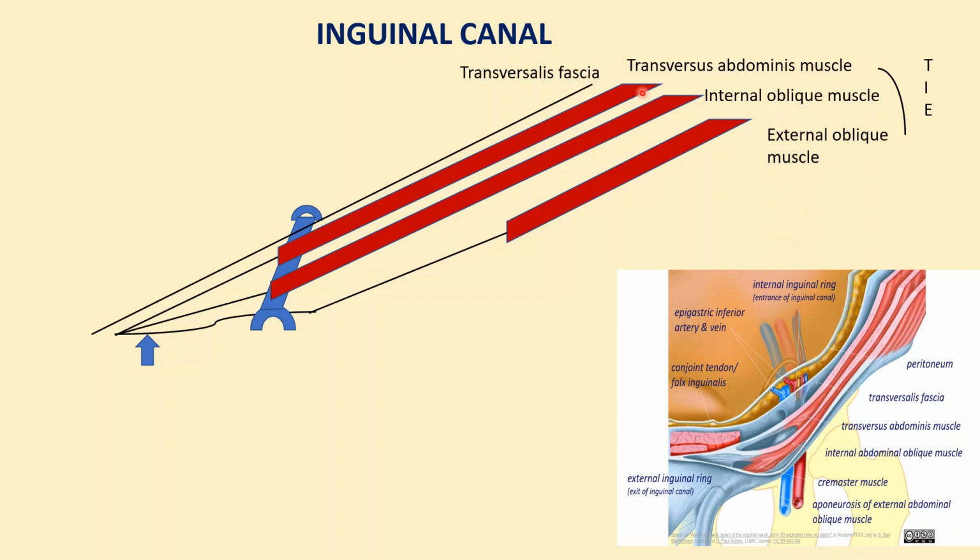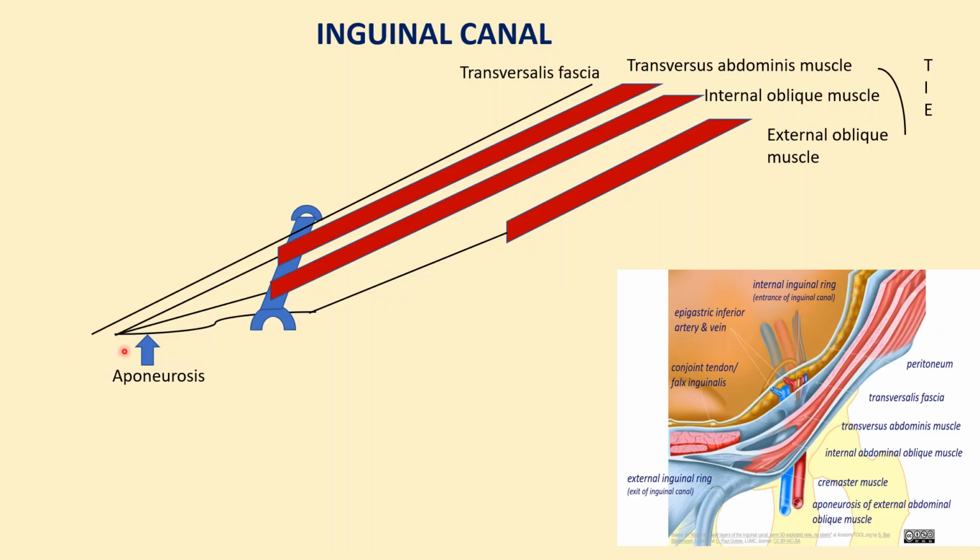Look how they are going downward and forward from the lateral to the medial side, ending in the middle, and the external oblique muscle is terminating earlier than the other two muscles. These three muscles end in aponeurosis, shown here in the black line, which then blends together to form the conjoint tendon in the middle.